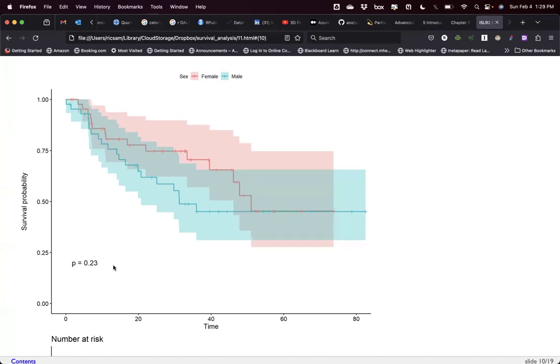Usually we take a threshold of 0.05, which is when we reject the null hypothesis in favor of the alternate. The null hypothesis in this case is that there's no difference between the survival rates of the females and the males, and the alternate hypothesis is that there is a difference. Because 0.23 is greater than 0.05, we don't have the elements to reject that null hypothesis. So there is really no statistical significance between the groups.